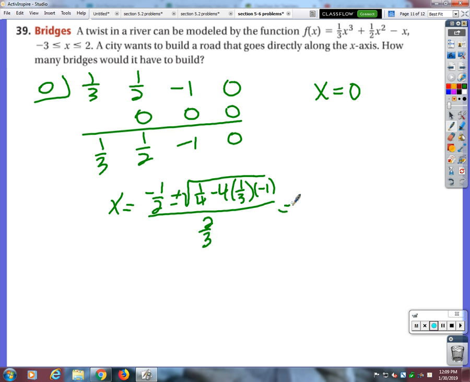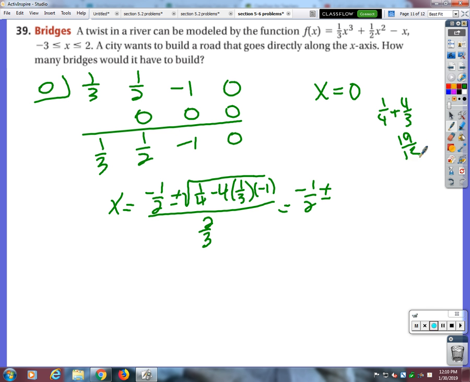Okay. Yep, this is a little bit icky. So -4 times 1/3 is -4/3. Times -1 is plus 4/3. So what's 1/4 plus 4/3? Anybody got that one? I'm going to go with 19/12.